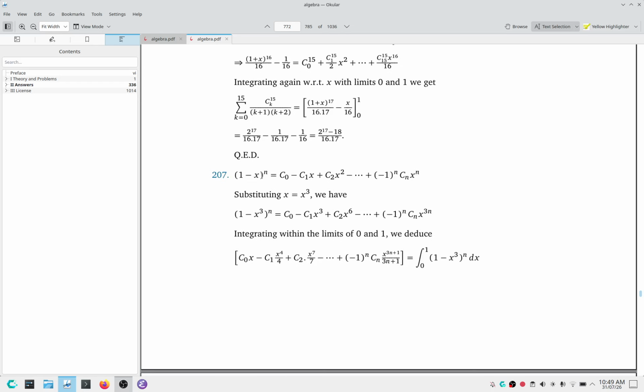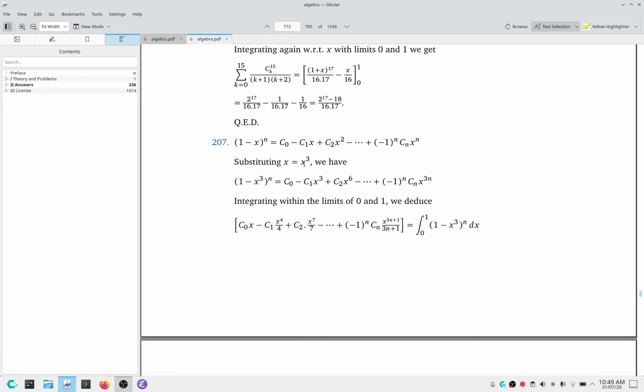So we are given 1 minus x to the power n is equal to C0 minus C1x plus C2x square up to minus 1 to the power n Cnxn. We substitute x is equal to x cubed. So we get 1 minus x cubed to the power n is equal to C0 minus C1x to the power 3 plus C2x to the power 6 and so on.